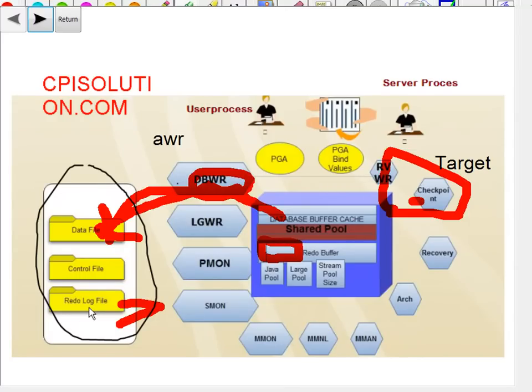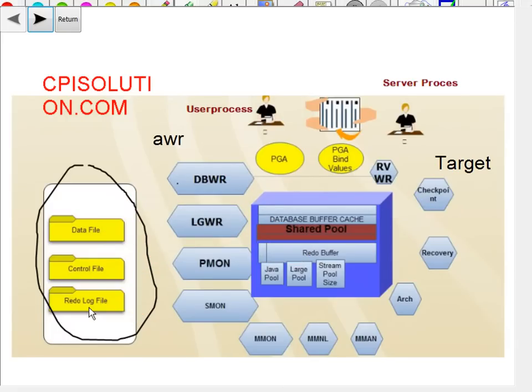And also the log writer, whenever checkpoint occurs, the log writer takes the data from the redo buffer and puts it to the redo log file. So now you understood that this is the role of DBWR and the role of log writer. The role of log writer is to take the data from the redo buffer and put it to the redo log file. Next important process is PMON.